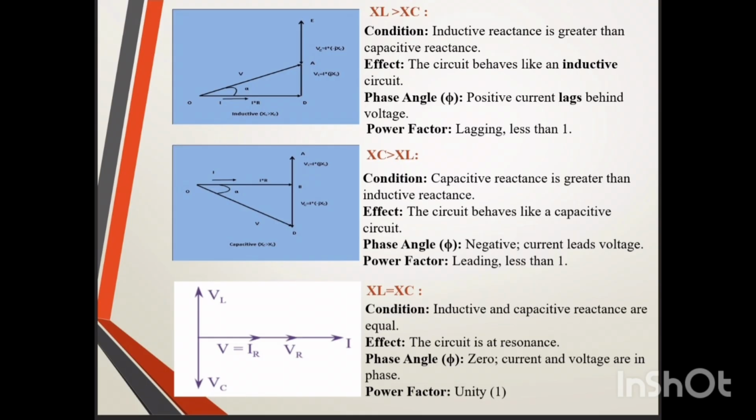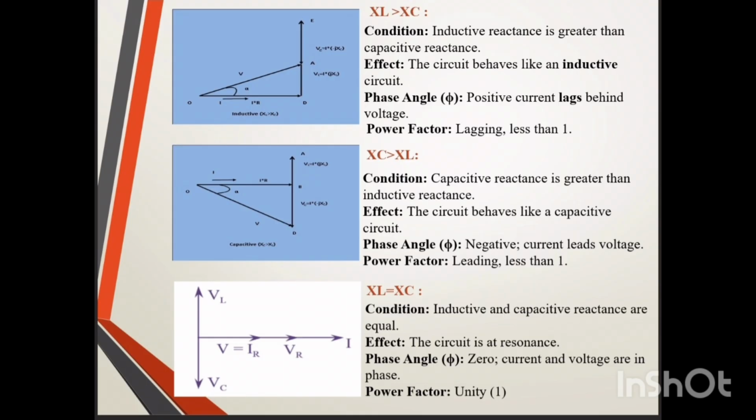There are three conditions to analyze the series RLC circuit. First, XL, the inductive reactance, is greater than the capacitive reactance. Second, the capacitive reactance is greater than the inductive reactance. And third, the resonance condition, where XL equals XC, it means inductive reactance equals capacitive reactance. For the first condition, inductive reactance is greater than capacitive reactance, the circuit behaves like an inductive circuit and the current lags behind the voltage, and the power factor is lagging, it means less than 1.